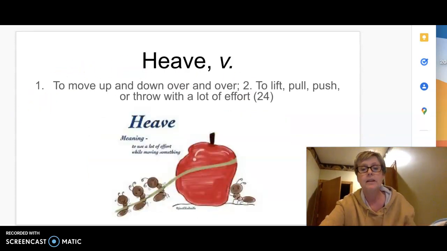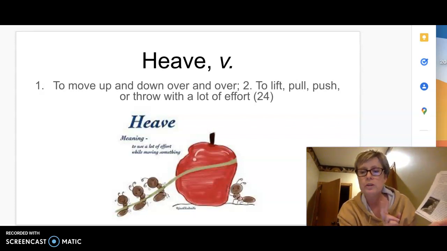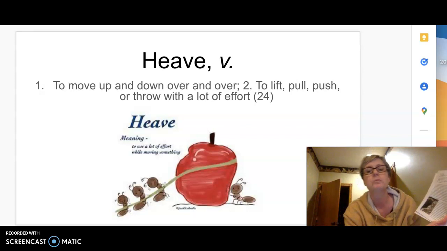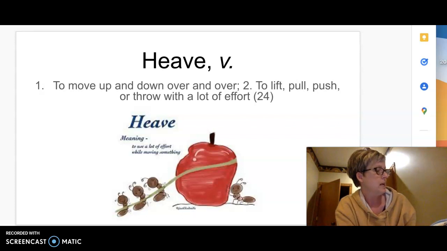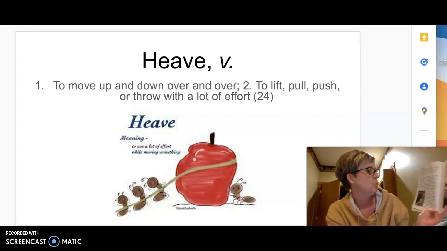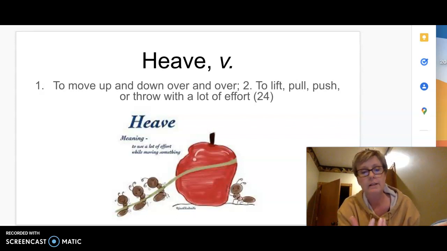Next one is heave, and it's a verb. Sorry, I didn't tell you the other ones were nouns. And this is two definitions. One is to move up and down, over and over, or two, to lift, pull, push, or throw with a lot of effort. And you can see these ants are trying to pull that apple. They're trying to heave it. And this is also on page 24, and it says seismic waves make the ground heave and shake. This violent shaking is what we call an earthquake. So it means the violent shaking, the over and over.